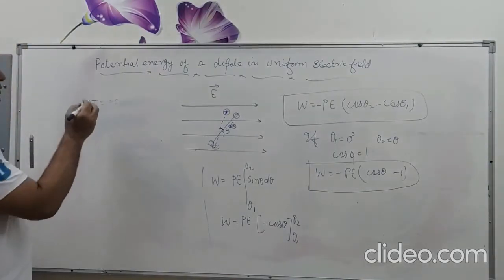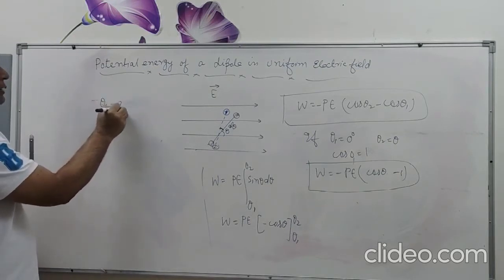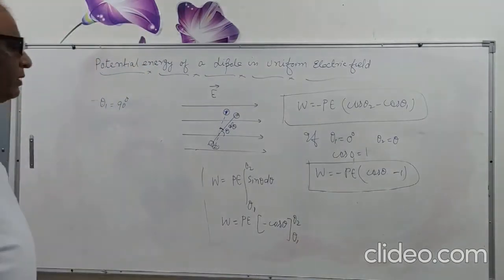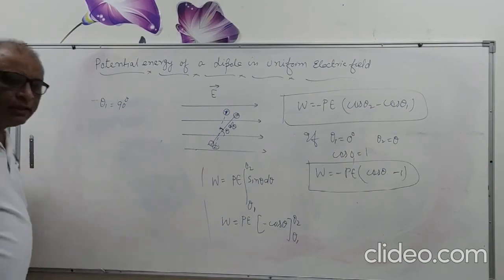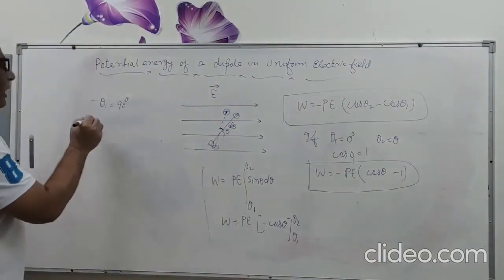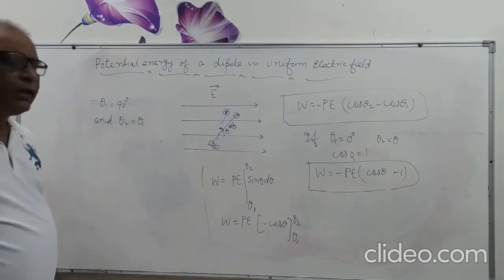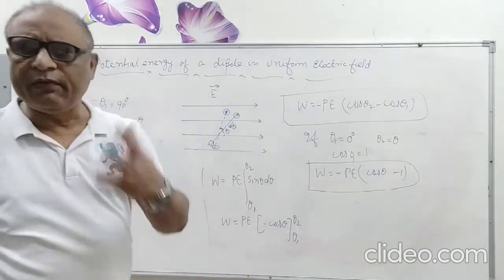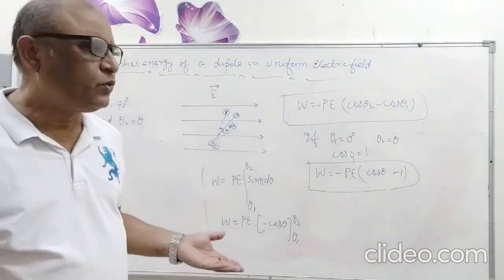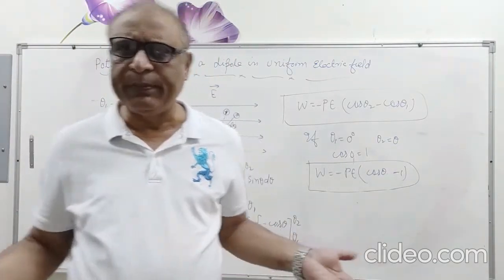Suppose theta 1 equals 90 degrees. It means the potential is 0 at 90 degrees, because cos 90 is 0. It is the least value. And theta 2 is equal to theta. If we write theta 1, then we write theta 2, but when theta 1 is 90 degrees or 0 degrees, there is no need to write theta 2 and theta 3 and so on. So theta 2 is simply theta.